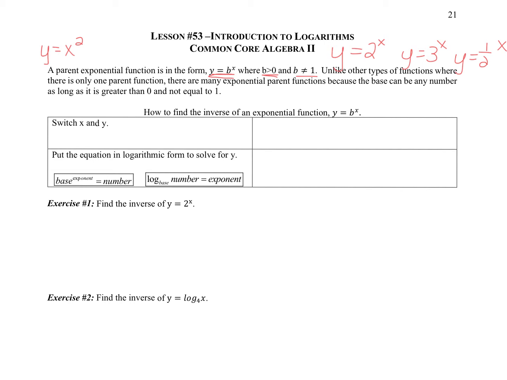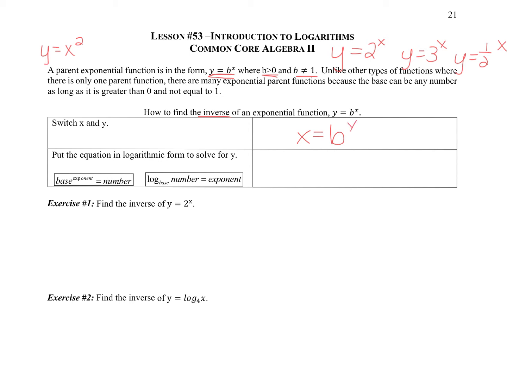So we're going to start out with the general, nothing plugged in, b to the x. And we're going to find the inverse. So we're going to switch x and y. That's still what we do for inverse. And then we know the next thing we have to do is solve for y.